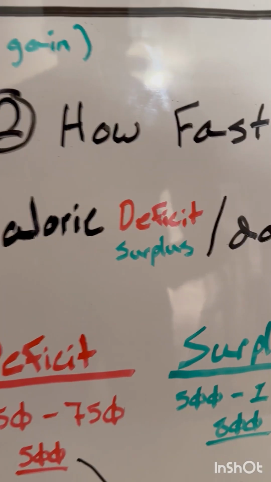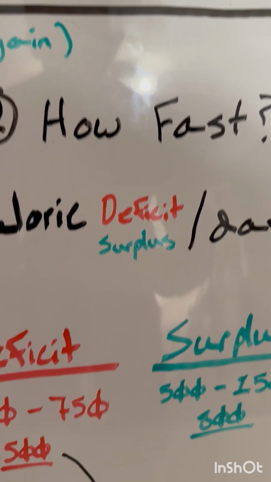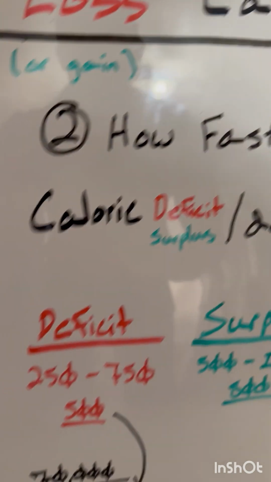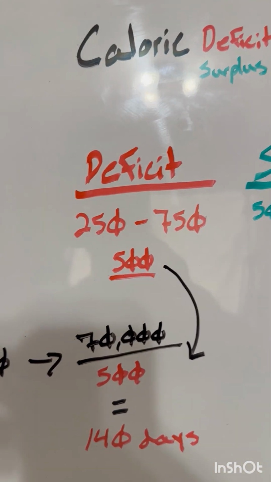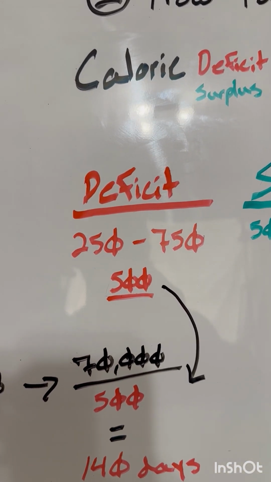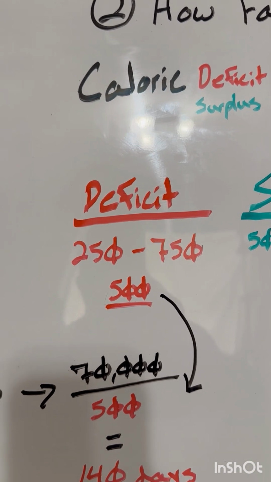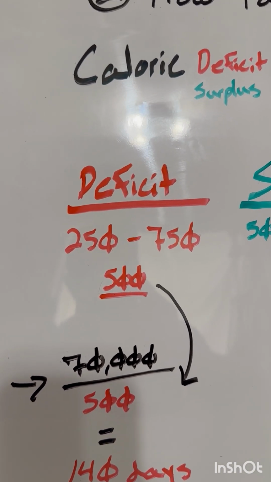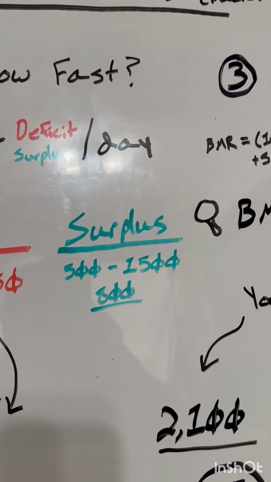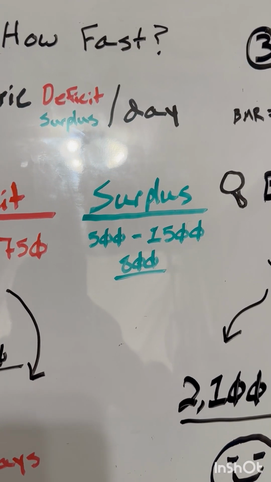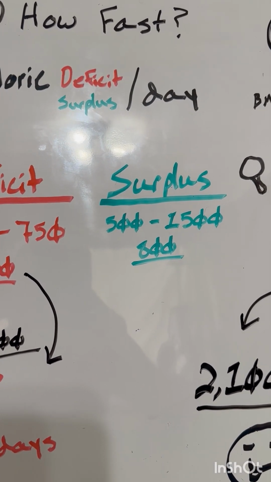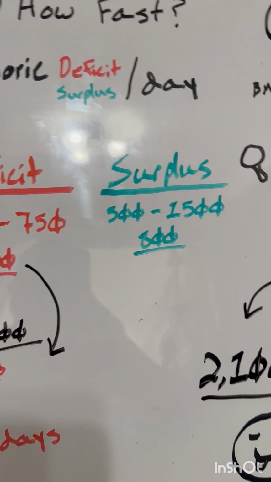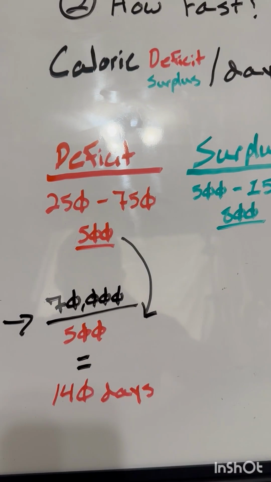Okay, so now we gotta figure out how fast can we do this, which means we're gonna figure out either our deficit, if you're losing, or our surplus every day. So good rule of thumb for a deficit is gonna be 200 to 750 calories a day. I'm not a freaking doctor, don't at me. Listen to your doctor. Yeah, don't be dumb. Surplus, I'm gonna say 500 to 1,500 because that's just what I'm gonna say. It is what it is.